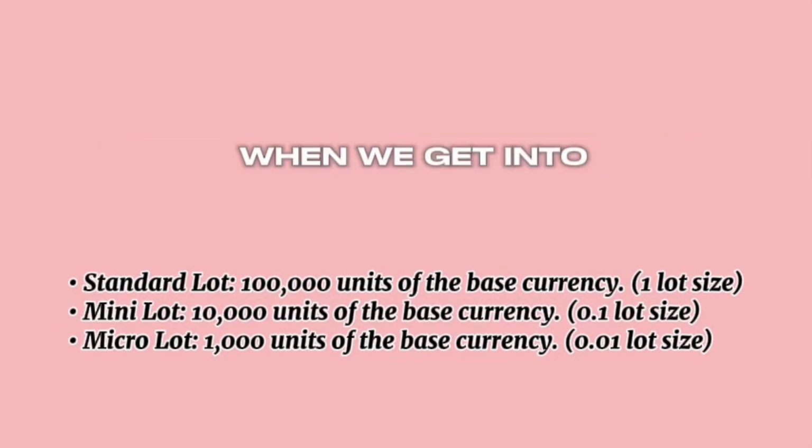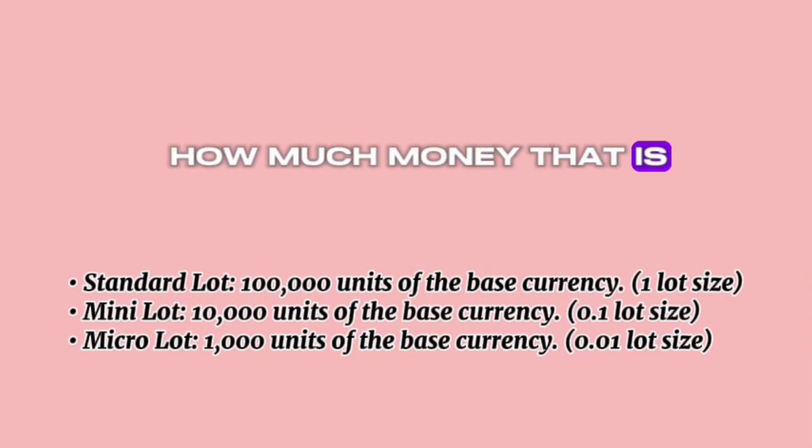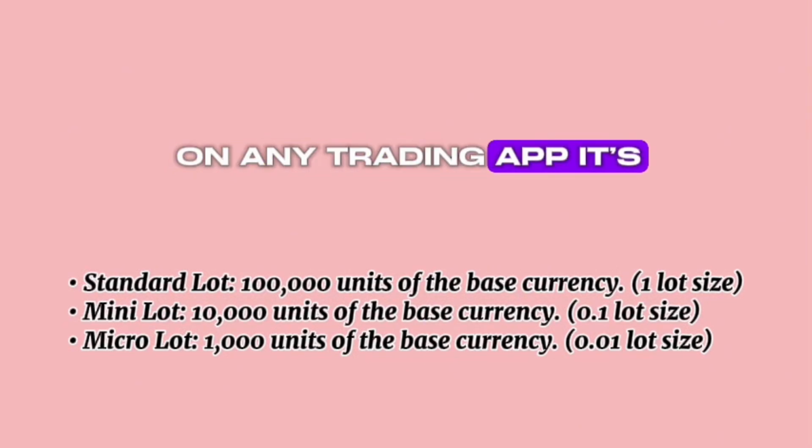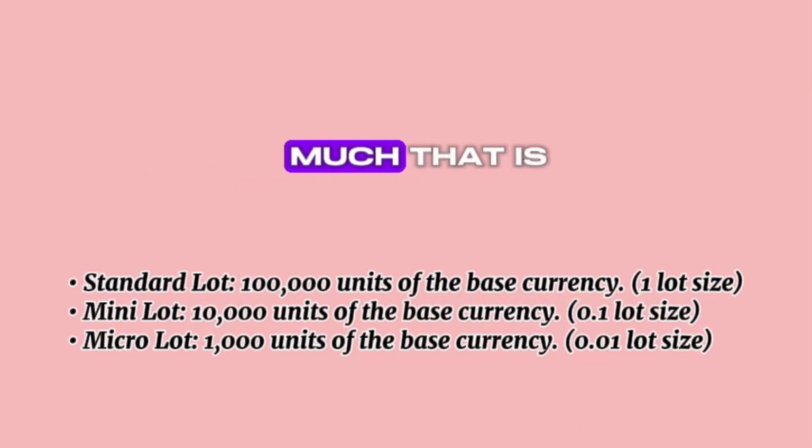So when we get into pip calculation, when the price moves 5 pips on Euro USD, how do we know how much money that is? Although you don't need to do the mathematics, on any trading app, it's going to show how much that is when the market starts to move, right?